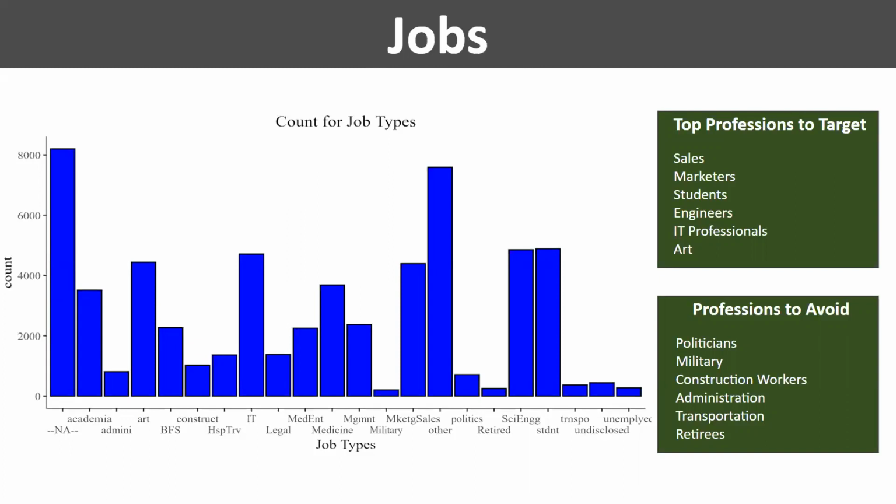Now, it's also important to remember what professions are not very popular in the app, because then we can avoid aiming marketing efforts at those professions. So politicians, for example, military, construction, administration, transport, and retirees are all areas that are uncommon, and we feel not worth focusing our marketing efforts on.